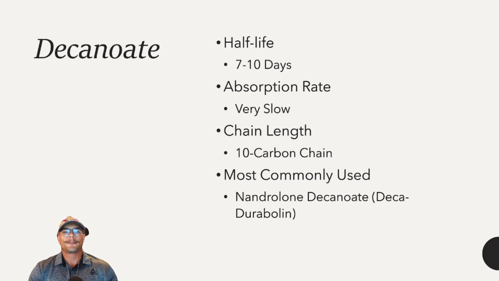We have decanoate. The half-life is 7 to 10 days, so it can last 14 to 20 days in your system. The absorption rate is very slow. The chain length is a 10 carbon chain. Most commonly used in nandrolone decanoate, or Deca-Durabolin is another name for it.